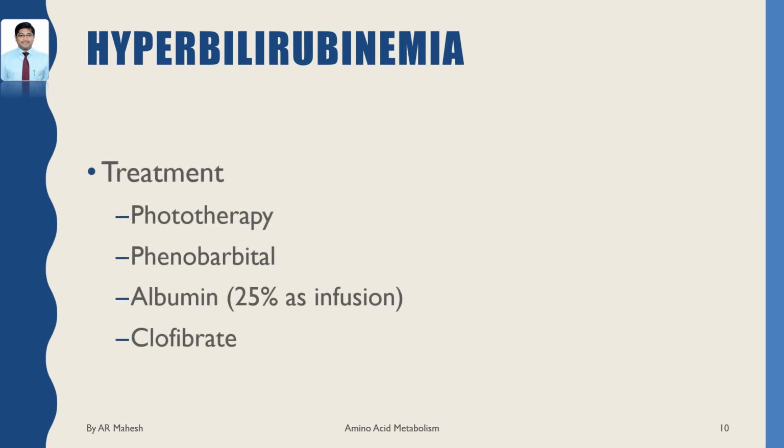Treatments for hyperbilirubinemia include phototherapy, administration of phenobarbital, albumin ingestion or infusion as 25%, and clofibrate.